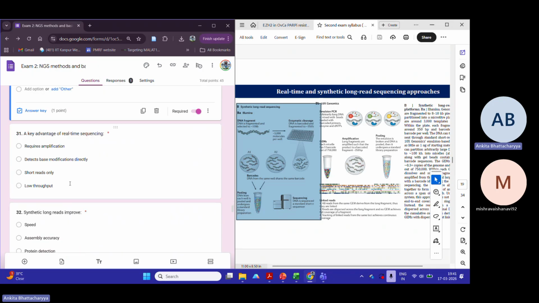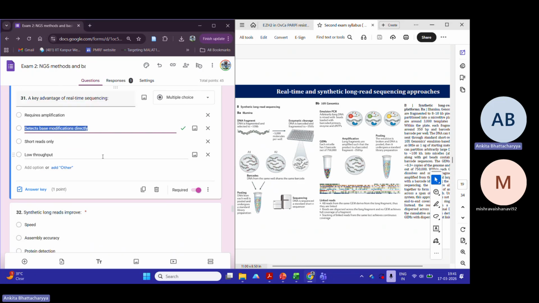A key advantage of real-time sequencing, what does it do? It directly is able to identify base modifications, if there are any. Amplification is not needed. Short reads are not limiting it. This is the correct option in that case. If there are any base modifications in real time or at the same time, it will be able to detect them.